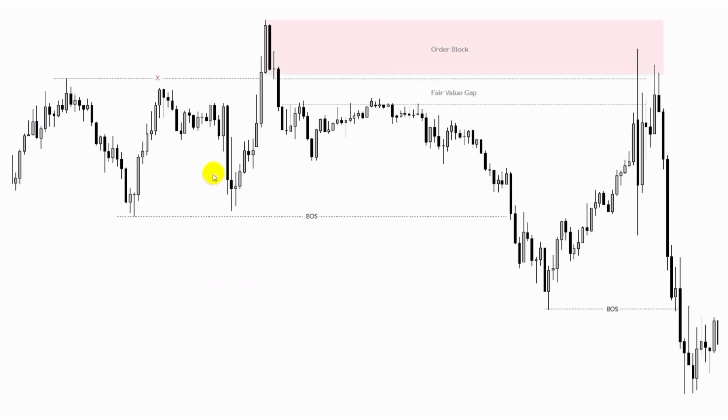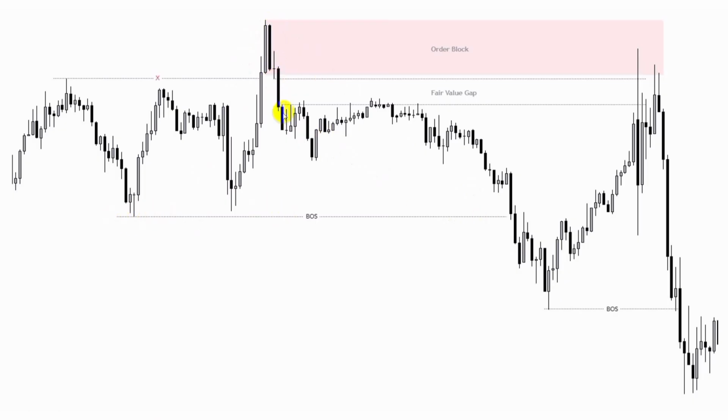So in this bearish example, what we can see is price took out this liquidity. This is the last up close candle before the bearish move to the downside that broke structure. Now price fell to the downside. We can see that price left this fair value gap. Now we can see price broke structure.